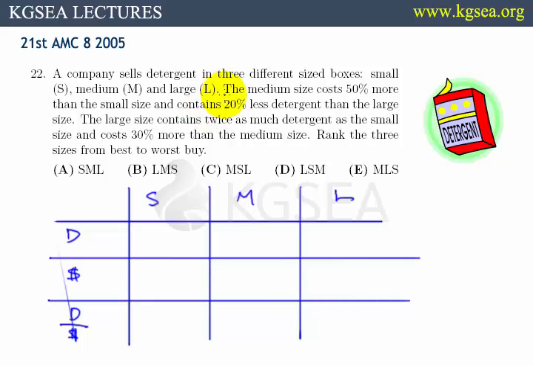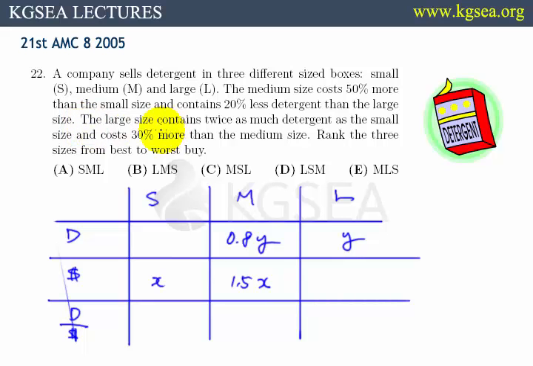Okay, let's read the problem. The medium size costs, so we're talking about dollars here, 50% more than the small size. We don't know what the small size costs, but we know the medium is 1.5 times the small one. And it contains 20% less detergent than the large size. We don't know how much the large one has. The amount of detergent is not the price, so you have to use a different variable here. And it contains 20% less detergent than the large one. Okay, we're done with the sentence.